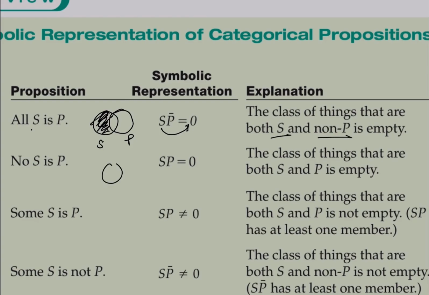Now in case of S and P, if you remember, ये पार्ट शेड होता था. So this part is empty. S and P are empty. And Some S are P में S and P is not equal to 0. And then the last one, Some S are not P में we have S, again non-P, we have S non-P, इस dash का meaning non-P है, is not equal to 0. So this is something again you have to remember.